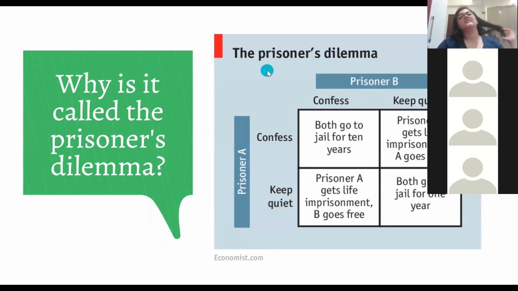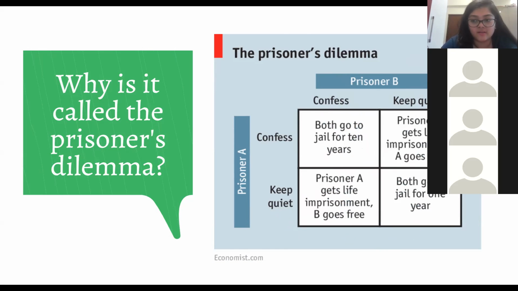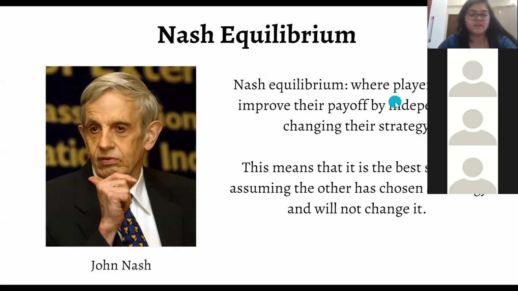Okay, so this is essentially the original prisoner's dilemma matrix. So you can keep quiet or confess. Confess has a less punishment than one person confessing and the other person keeping quiet. And both of them keeping quiet again has the least pain payoff essentially, but yet confess becomes the equilibrium spot.